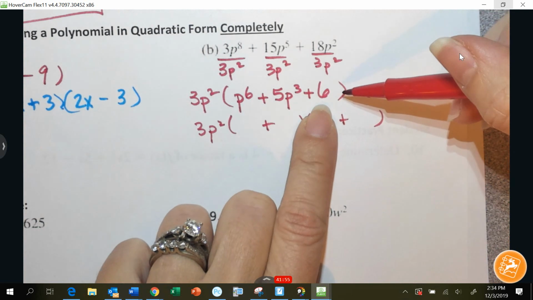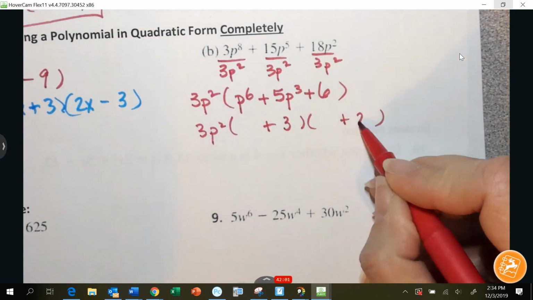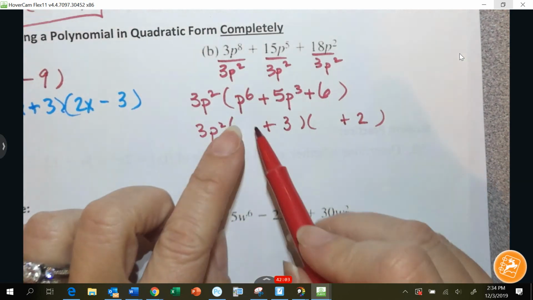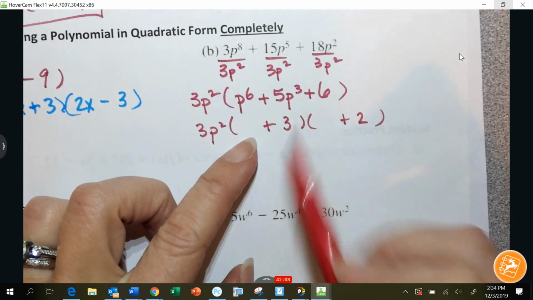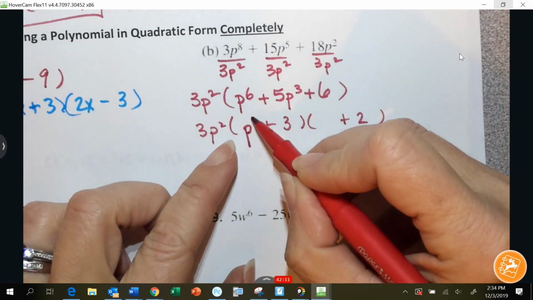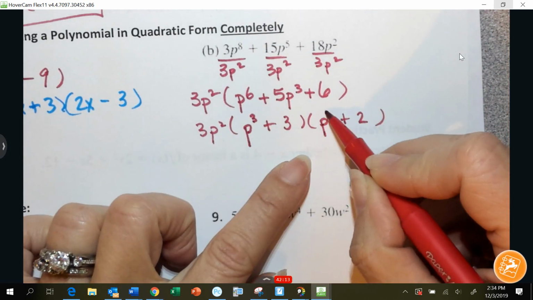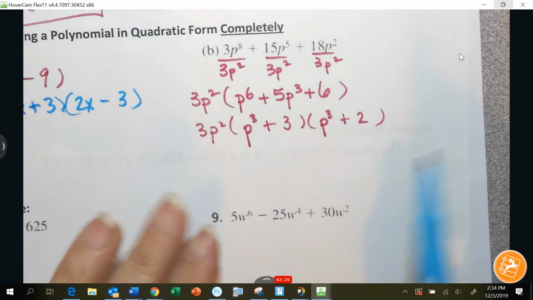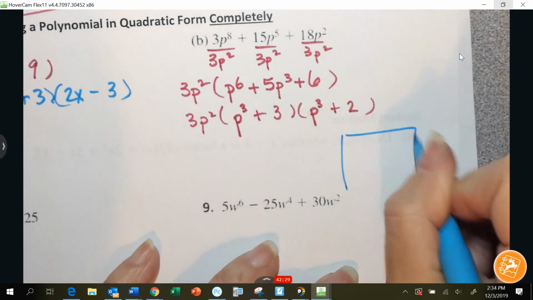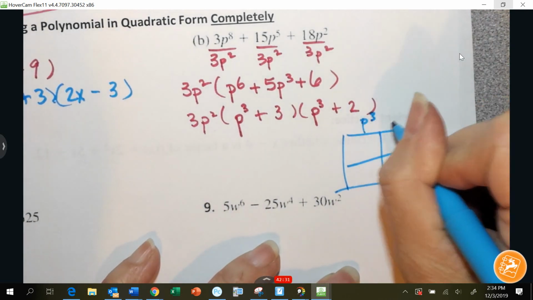And the 6, I can figure out what multiplies. 3 and 2. But what's going to go here and here to give us p to the 6? We've got to do p to the 3rd and p to the 3rd. Wait, how do you know what power it goes by? Let me multiply it back together so you can see why. Here we'll even do a box.